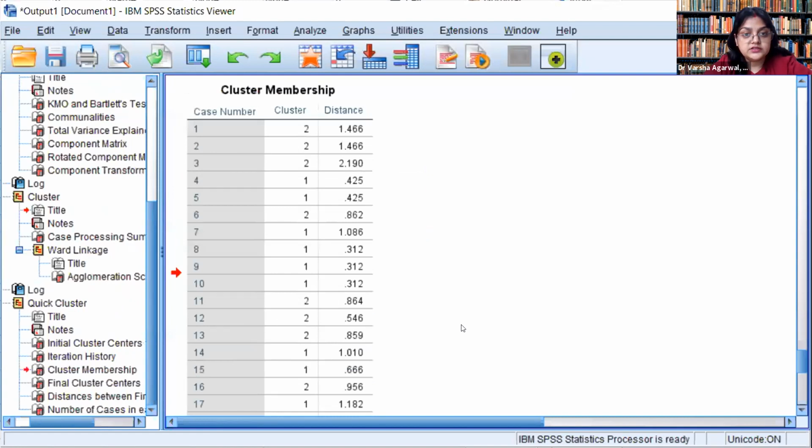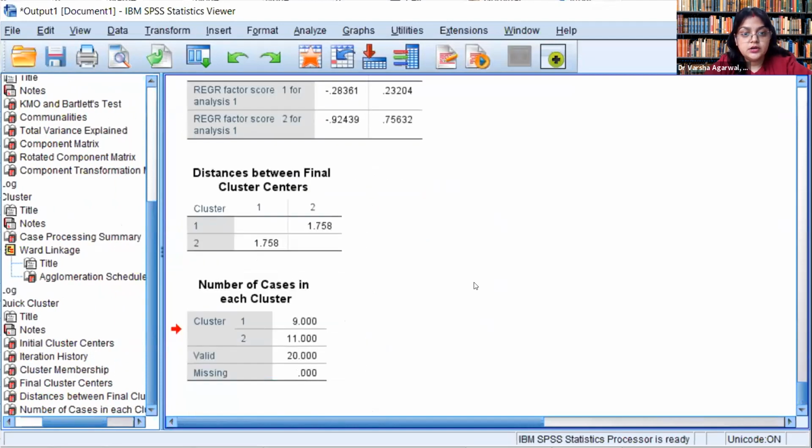The cluster membership, if you want to see. So case 1 belongs to cluster 2, case 2 belongs to cluster 2, case 4 belongs to cluster 1. This is how, for your 20 members, we have identified which cluster they belong to. This is the number of cases in each cluster. Cluster 1 has 9 members, cluster 2 has 11 members. So this is how we have done the classification of clusters.